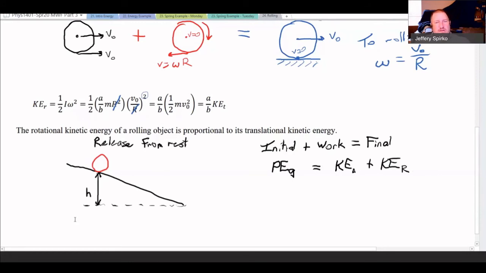So this is going to be mgh, because potential energy is always mgy, and our y value is going to be equal to h. And we're going to have our 1/2 mv squared plus, and we're going to need an A over B times 1/2 mv squared.